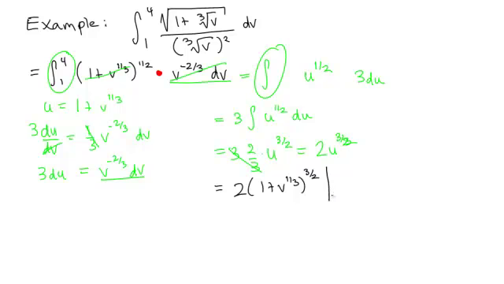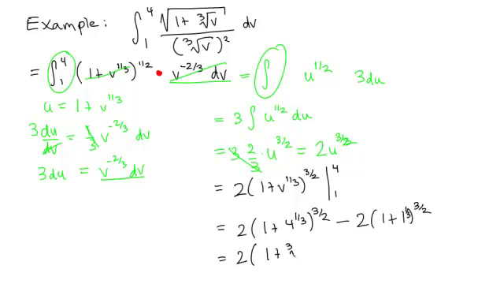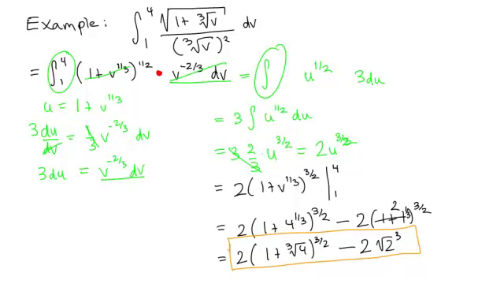Now normally I'd stick on a plus c, but in this case I had limits, so instead I'm going to evaluate this from 1 to 4. If I plug in 4, I'm going to have 2 times 1 plus 4 to the 1/3 power to the power of 3/2. If I plug in 1, I'm going to have 2 times 1 plus 1 to the 1/3 power to the 3/2. And so if we simplify that, that's going to be 2 times 1 plus the cube root of 4 to the 3/2 power, minus 2 times, well, that's just going to be 2 to the 3/2, the square root of 2 cubed. That's not particularly pretty, but that's the numeric value of our antiderivative.